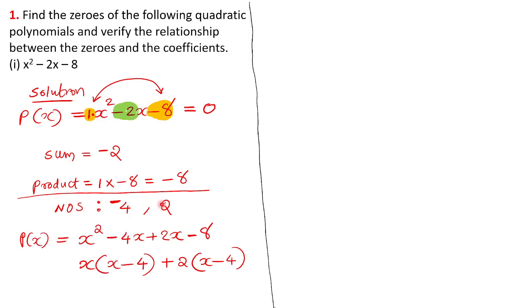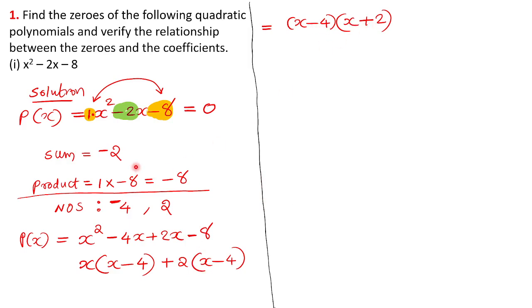Now you can see that x minus 4 is common in both the terms. So you may take x minus 4 outside. If you take x minus 4 outside, here x is remaining, and here plus 2 is remaining. Have you understood that? These two terms, x minus 4 is common. X minus 4 taken out, x is remaining, plus 2 is remaining.